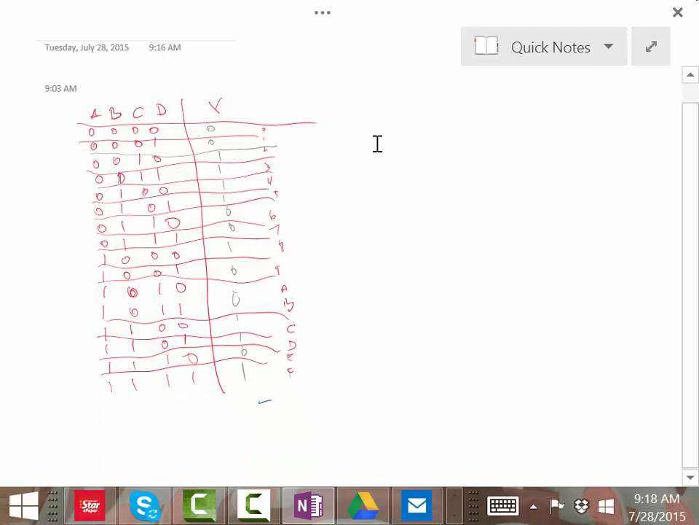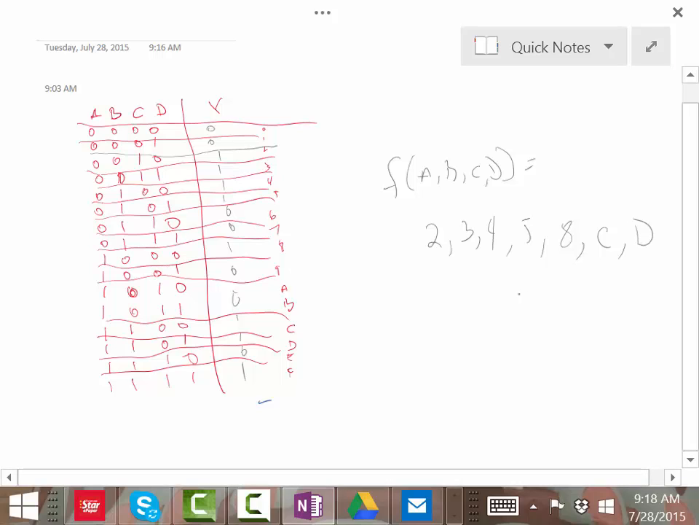Matter of fact, you can also write this here as saying F(A,B,C) equals the sum of minterms 2, 3, 4, 5, 8, C, D, and F. Right there. In other words, this is the function right there.